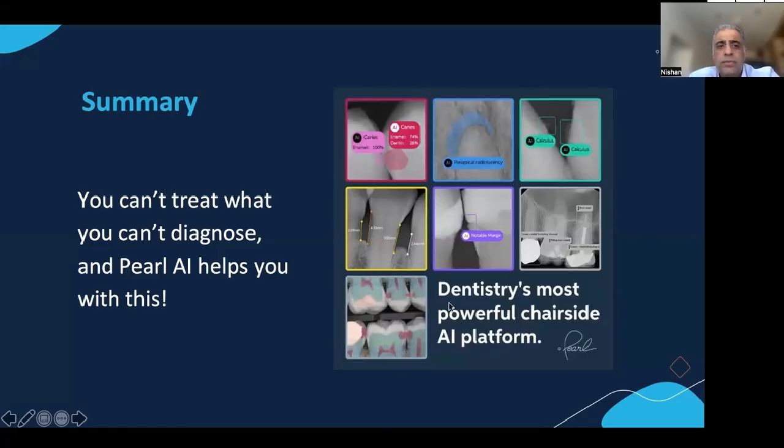So when we qualified, we were all told one thing: you can't treat what you can't see. So get some loops and maybe an additional light as well. Now, I think the focus is slightly different. You can't treat what you can't diagnose. So maybe we need to get Pearl as well to help us with this.